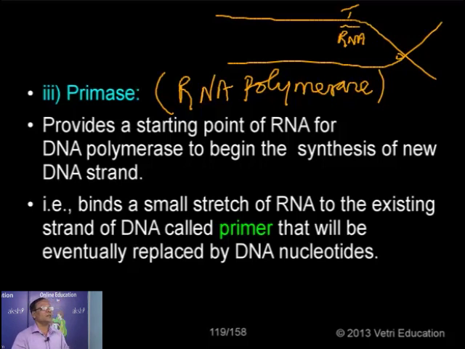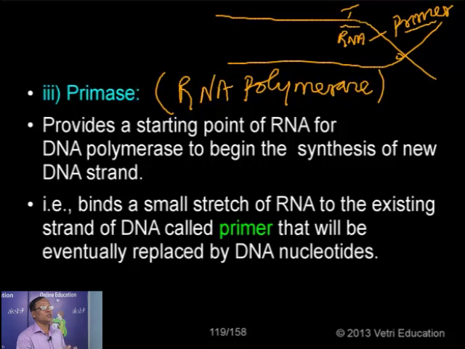So DNA polymerase does not have the ability to initiate the replication process. For that, a small segment of RNA is needed, called a primer. A small stretch of RNA is laid down at the point where the replication has to be started, and that primer is laid down by the activity of one enzyme, called RNA polymerase.